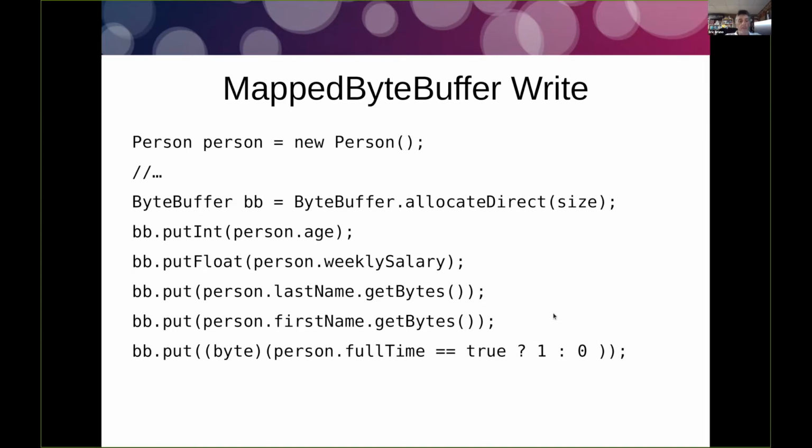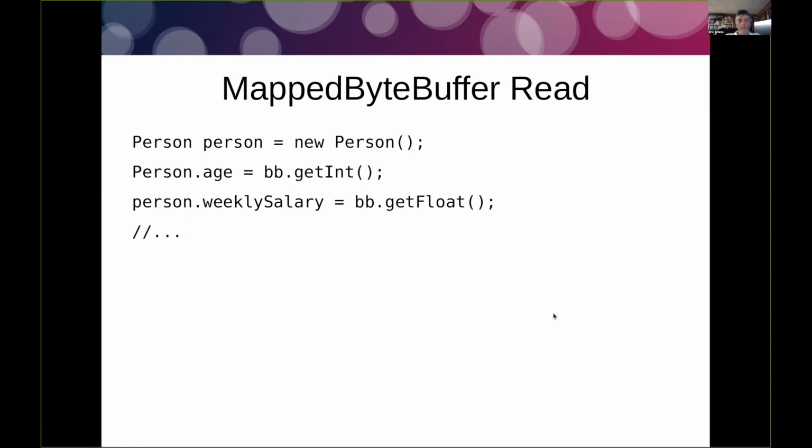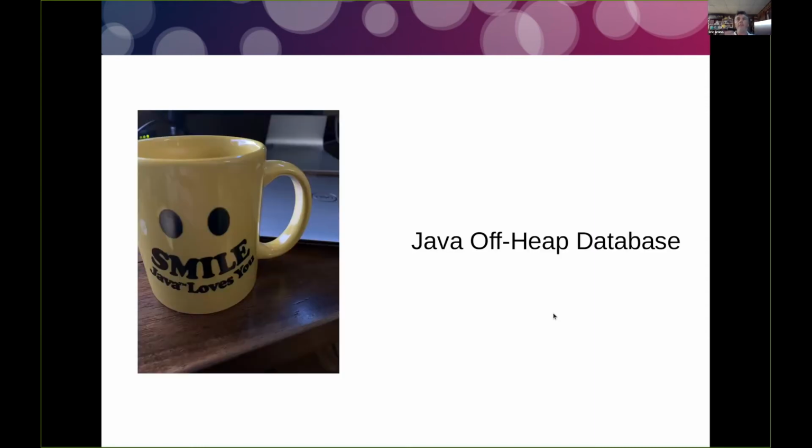All the primitive types. You can take an object, serialize it to a byte stream, and write it out to that as well. That's fantastic. And then you read it in: you create your person object, it's new and empty, and you read it in the same order you wrote it out. So now you start to see some of the challenges. If I start writing to this byte buffer, I have to know what I wrote and what order I wrote it in, and where things start and end. If I write one object, where does the next one start? So you start to have the need for a database-like system, and that's where this off-heap database comes in.